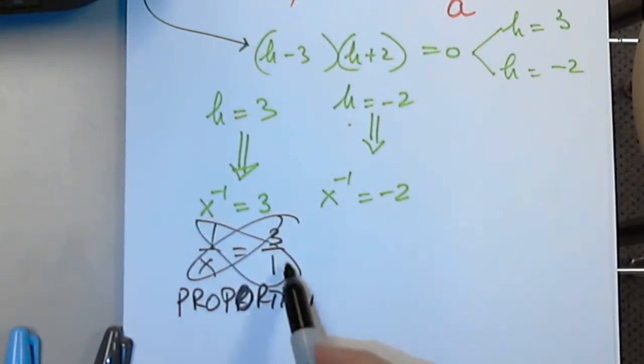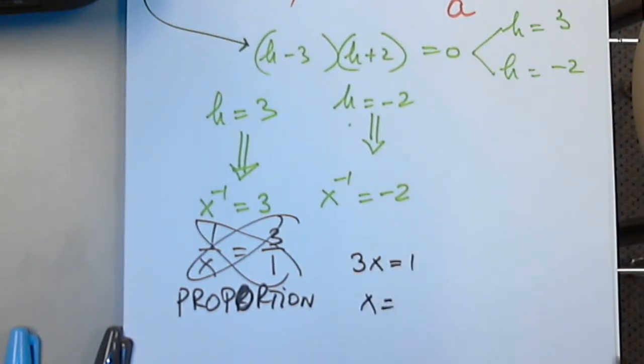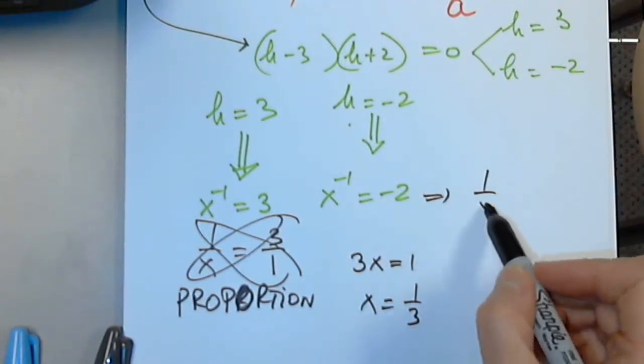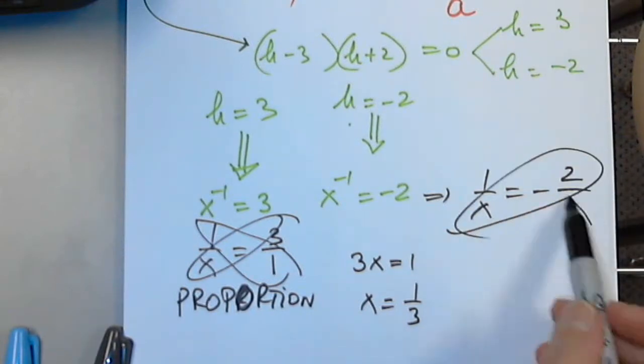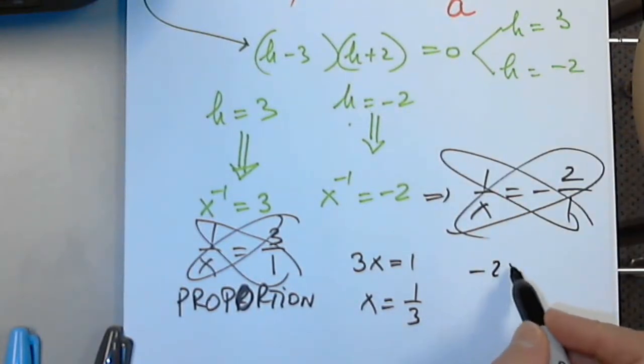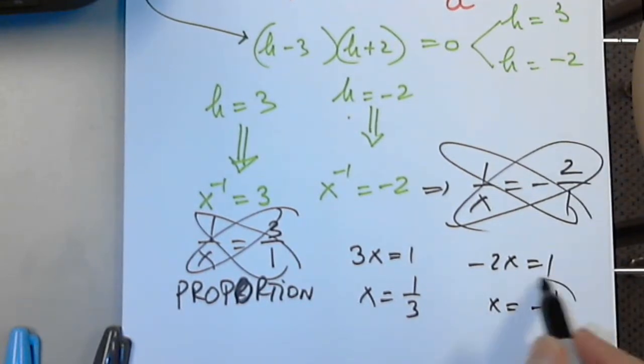So let's cross multiply. So I get 3x equals 1. Therefore, x is 1/3. The other one is 1 over x equals -2 over 1. Cross multiply. -2x equals 1. x equals -1/2.